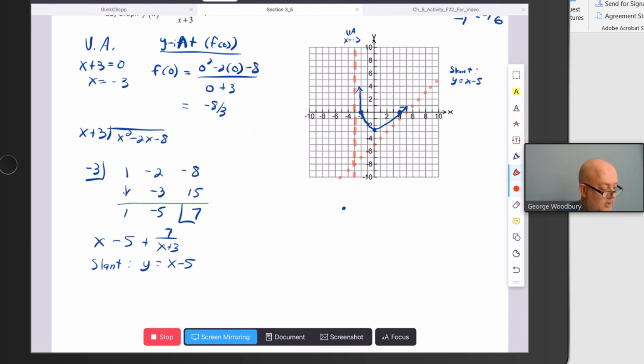So if I continue the asymptotes, that tells me it's going to look something like this. All right, there you go. There's one with a slant asymptote.